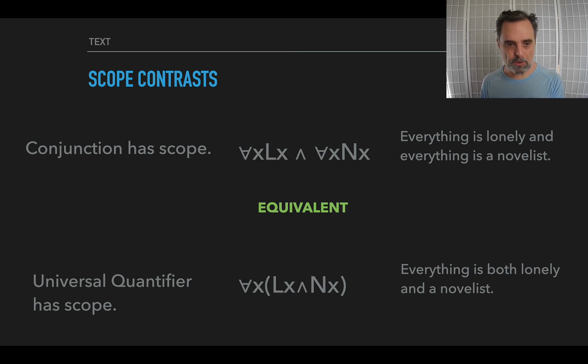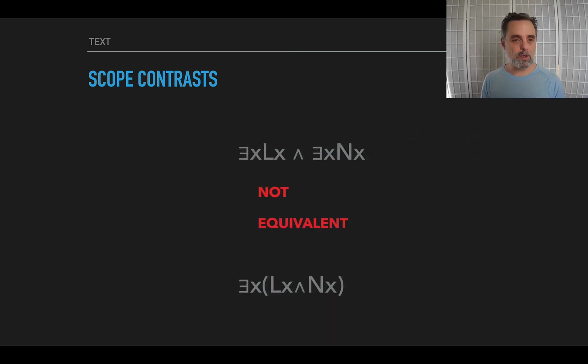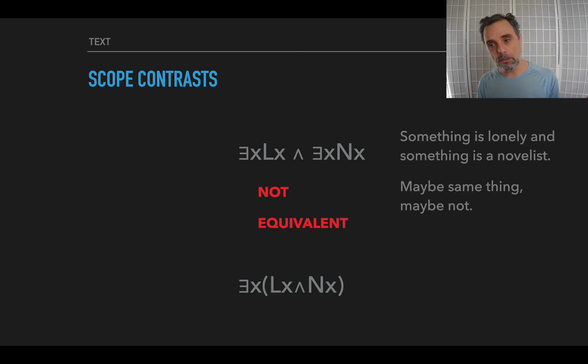Let's consider two different sentences. Here we're going to have existentials and conjunctions, and these ones are going to be different from each other. The top one is a conjunction, and it has an existential on each side. If we were going to write that out in English, you might pause the video and write that out, and then let's see what it says. So it's an and sentence. It's going to have two English quantifiers. So it's going to say something is lonely and something is a novelist. Maybe it's the same thing that's lonely and a novelist.